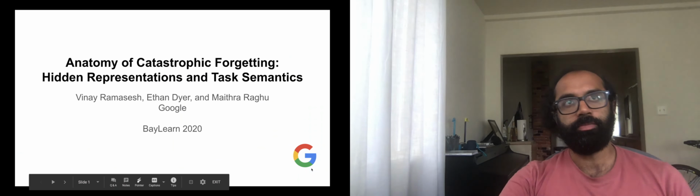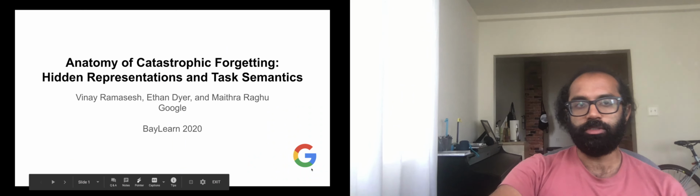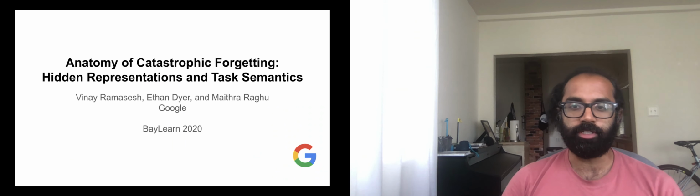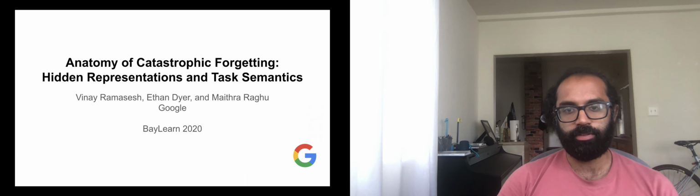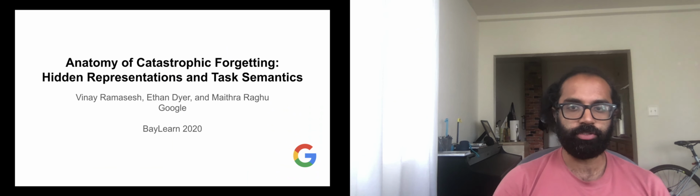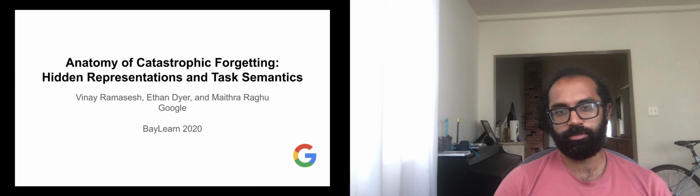Catastrophic forgetting is a problem that affects modern machine learning systems, in which a system trained on a sequence of tasks suffers performance losses on older tasks as it learns to perform newer ones. In this work, performed by Ethan Dyer, Maithra Raghu, and myself, we conducted experiments aimed at understanding two aspects of how catastrophic forgetting manifests in practice.